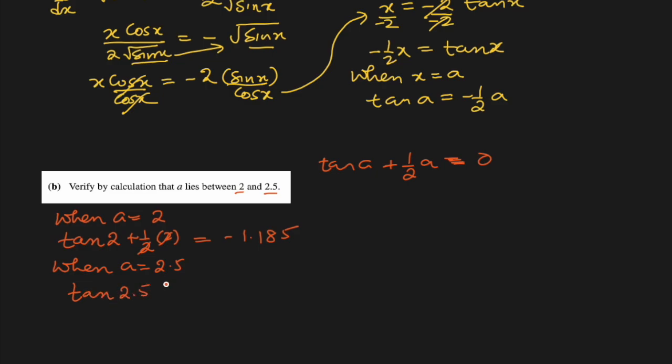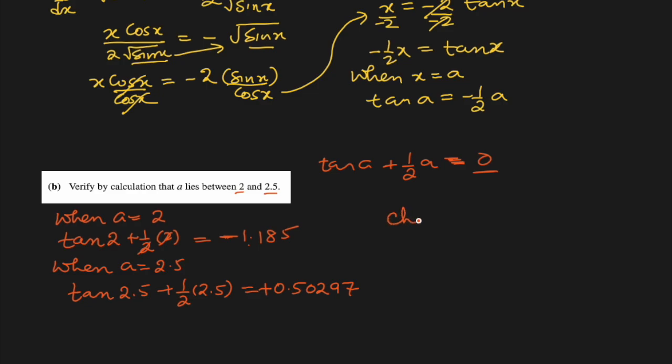Tan 2.5 plus half of 2.5. We can't cancel this, so let's put the whole thing. In my case, I'm getting 0.50297. Can you see it was negative, it became positive. That means somewhere between 2 and 2.5 values of a we have 0. So the value of a lies between these two.